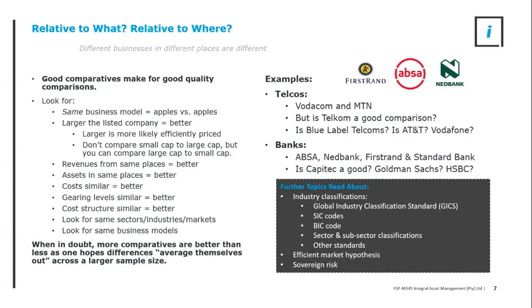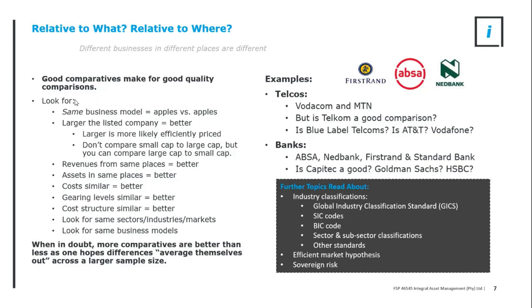So when deciding which apples to put in that bag or which companies to compare versus the one that you're trying to value, look for specifically the same business models so that you're comparing apples with apples. Also consider that you want to compare it versus larger companies and not the other way around. What I mean is one assumes that the larger the company is, the more efficiently priced its stock is. So therefore, we can use that as an efficient pricing mechanism to compare to a small cap or a smaller company, but we don't want to do it the other way around. I'm not going to go and value a large business based on the price of a small business.